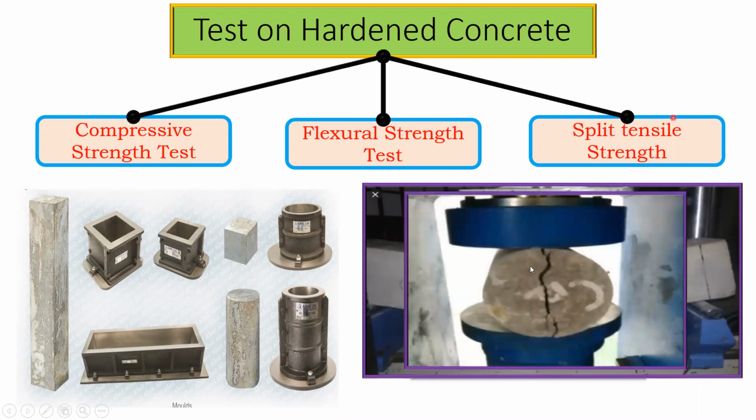And the last is the split tensile. For the split tensile, I need to prepare a cylinder something like this, and I'll keep it in this way. I'll apply a compressive load, so a crack is going to form, which will be tensile in nature, and this will help me in identifying the tensile strength of my concrete. Now we'll start with the compressive strength test, how it has to be done, and the methodology we'll try to understand, and the flexural and the split tensile we'll try to see in other videos.